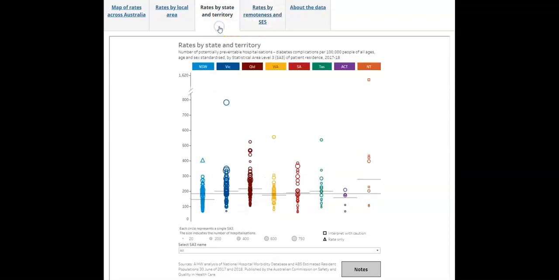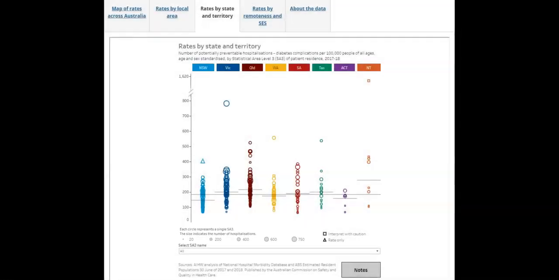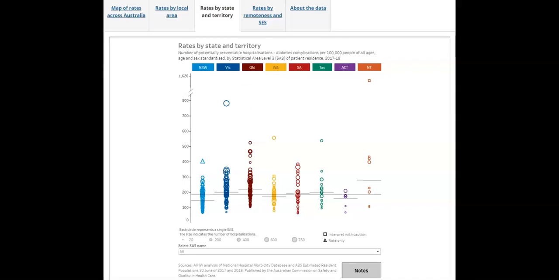We will look at the rates by state and territory diabetes graph in this demonstration. The size of the symbol reflects the number of events for an SA3. The vertical axis shows the age and sex standardized rate. SA3s under the same state or territory are grouped together using the same color. Hover over a data point for further information.